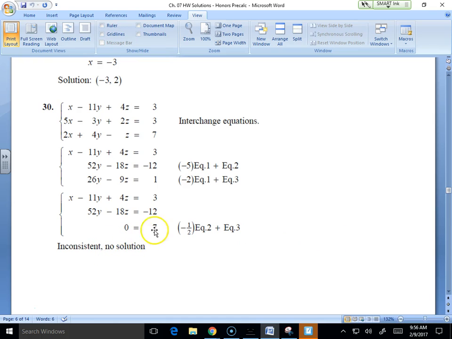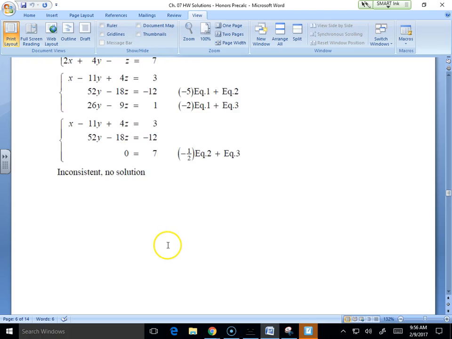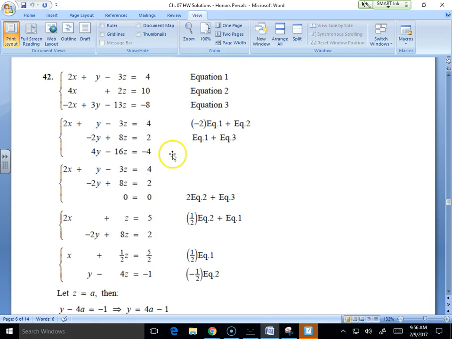Number 30. No solution, because we came up with, what did the math tell us? A false statement. No solution. We did our system and we almost got there and it said nope, and we said okay.